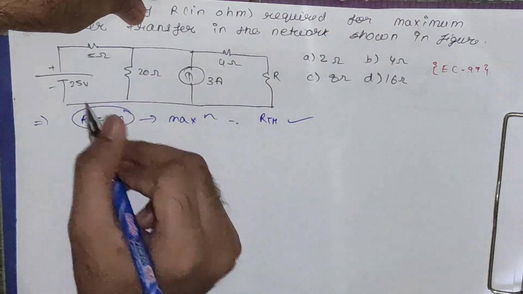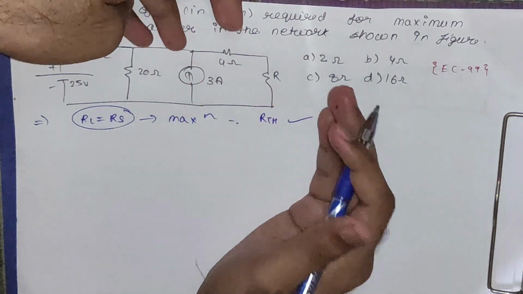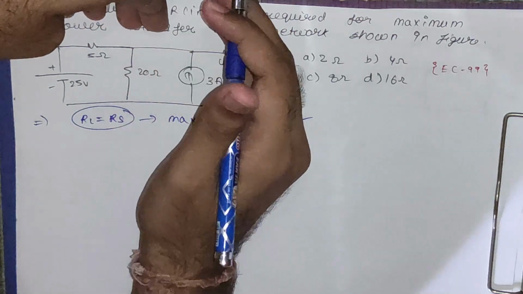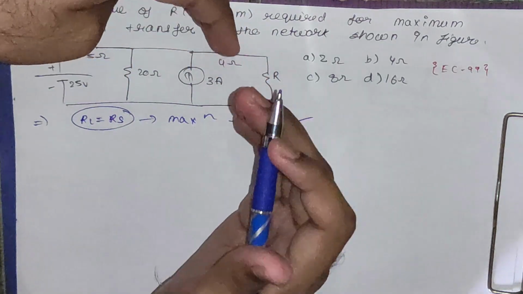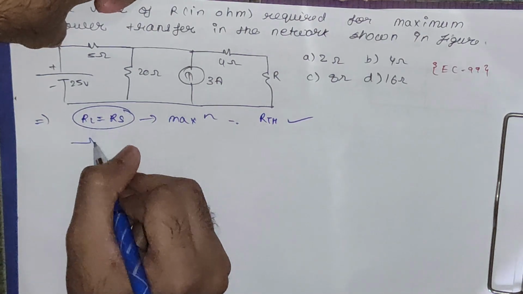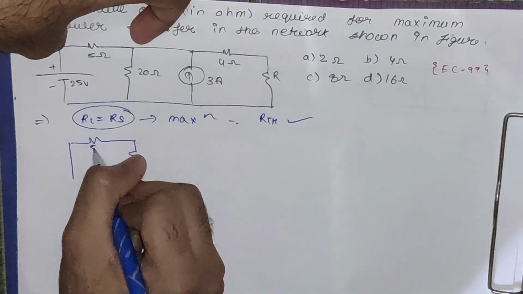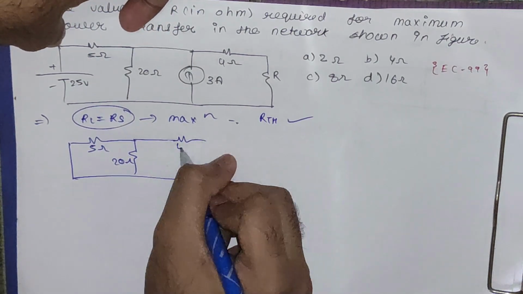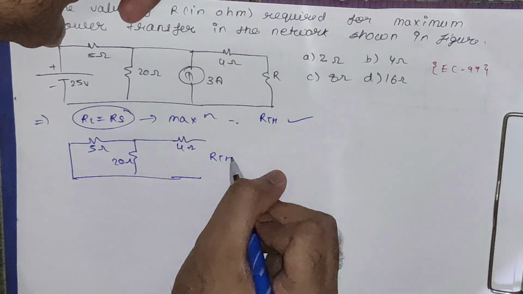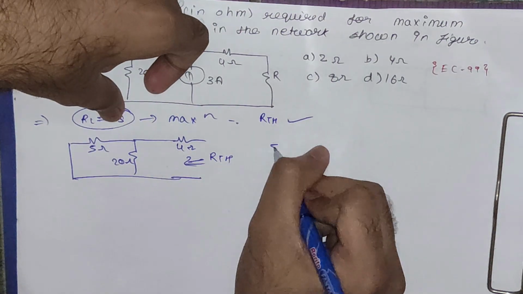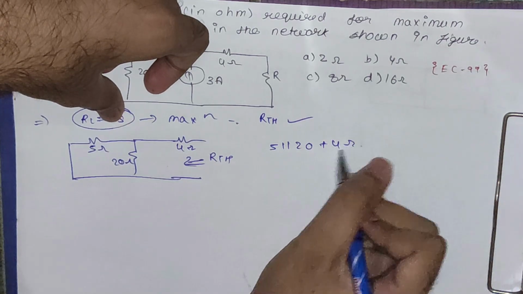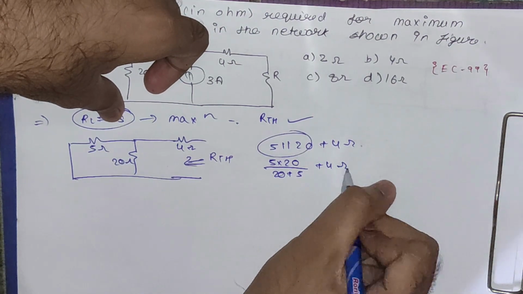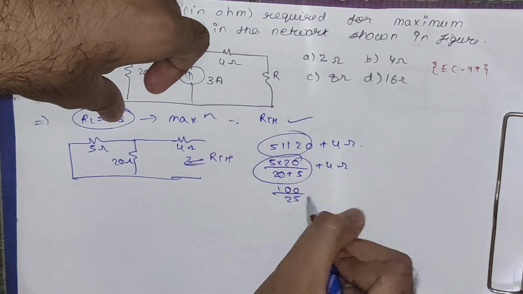So for RTH, here you can see we have a circuit which has only independent sources. So we can get the RTH directly, by short circuiting the independent voltage source and open circuiting the current source. Okay, so if we do this we will get this one. This is your 5 ohm, this is your 20 ohm, this will be open circuit, and here you will have 4 ohm. We have to find out the value of RTH here. So RTH will be simply 5 parallel with 20 plus 4 ohm. So 5 parallel 20 will be 5 into 20 upon 20 plus 5, plus 4 ohm. Okay, so here it will be 100 upon 25 plus 4 ohm.